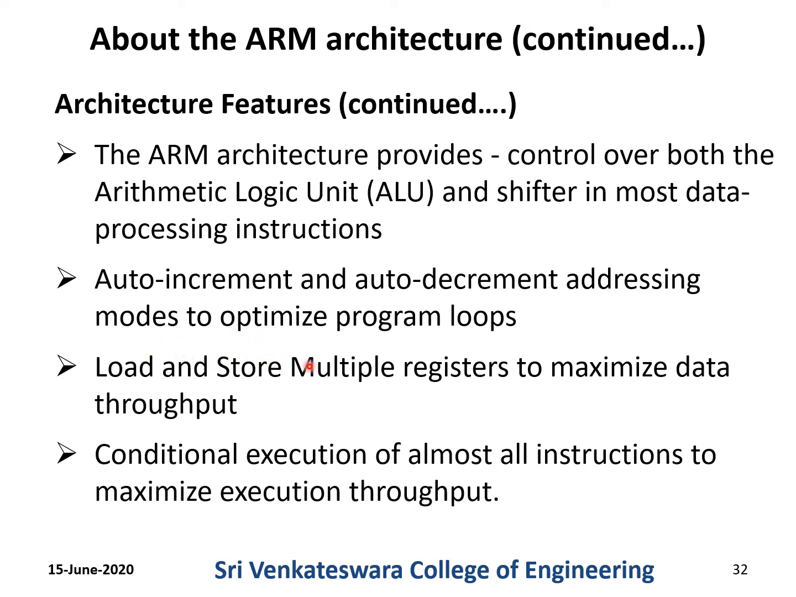The load and store multiple registers are used to maximize the data throughput. And apart from that, there are conditional execution instructions. Instead of control transfer instructions, ARM has conditional execution instructions. Most of the instructions fall under this category, and this maximizes the execution throughput. A branch instruction usually consumes more time than a conditional execution instruction.